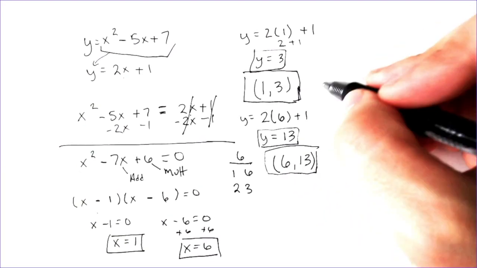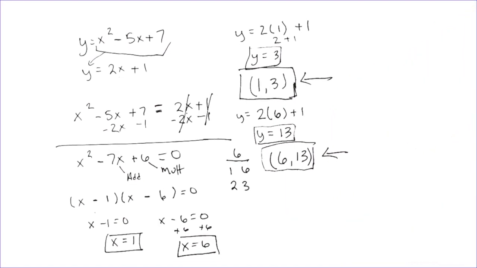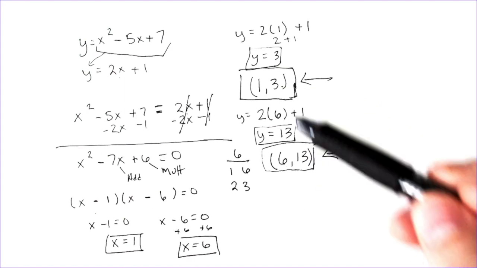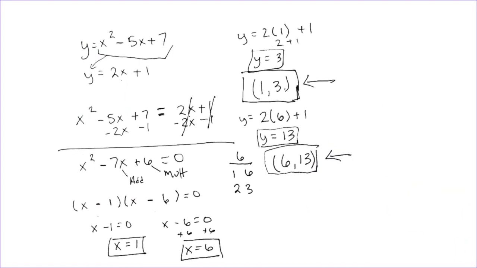So the two real solutions here are the coordinate points. It is not okay for you to just say x equals 1, x equals 6, y equals 3, y equals 13. It is only when they're linked together that they happen to be solutions. It's the coordinate points that make them the solutions, not the x equals and the y equals by themselves.